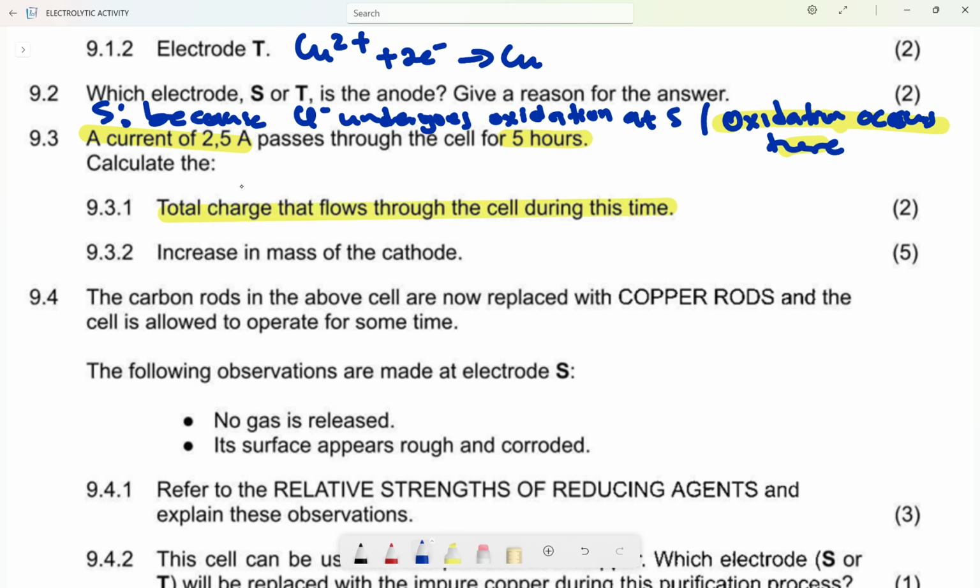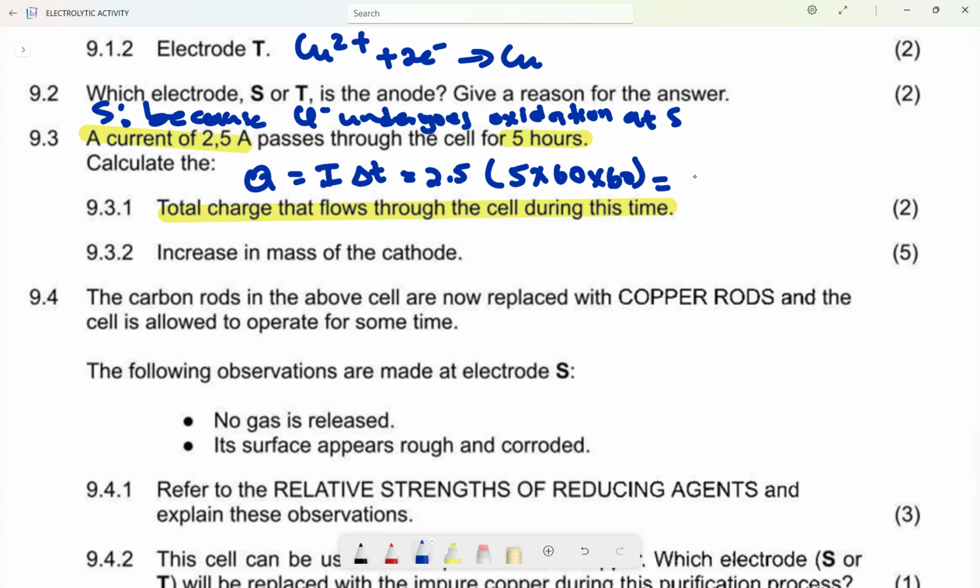Remember, we have this formula that says Q is equal to I times change in time. Our current is 2.5. But now what about our time? Our time is going to be 5 hours multiplied by 60 minutes multiplied by 60 seconds. Remember, our time we always want in seconds. So we're going to say 2.5 multiplied by 5 multiplied by 60 multiplied by 60, or 2.5 multiplied by 18,000. It's just 45,000 coulombs. This is a charge.